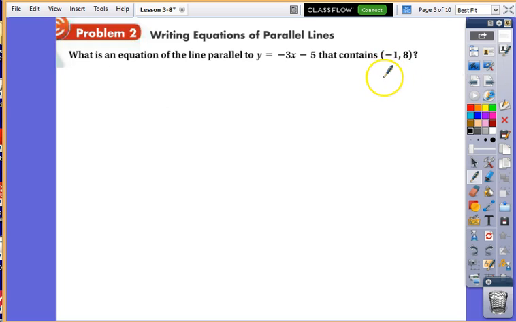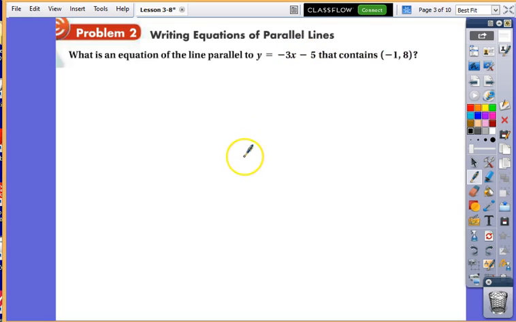All right, the other thing we can do is write an equation of a parallel line given some information. If I know that one line is parallel to another line, and I know that this new line contains a point, then I can write an equation of the new line that's going to go through this point that'll be parallel to this line.